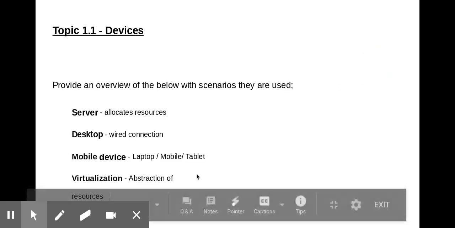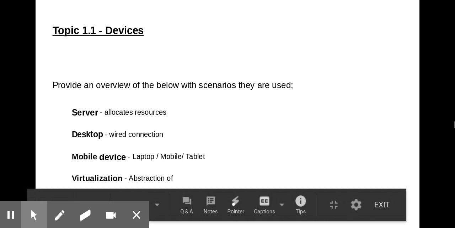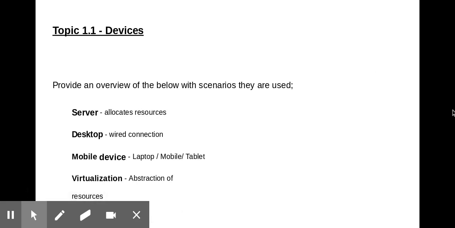Make sure you read the question thoroughly. Make sure you're understanding what the question's asking you. Okay, so if we look at topic 1.1 about devices, very straightforward. You just need to provide an overview of the following: server, desktop, mobile device, and virtualization, and you will be presented with scenarios that they're used in.